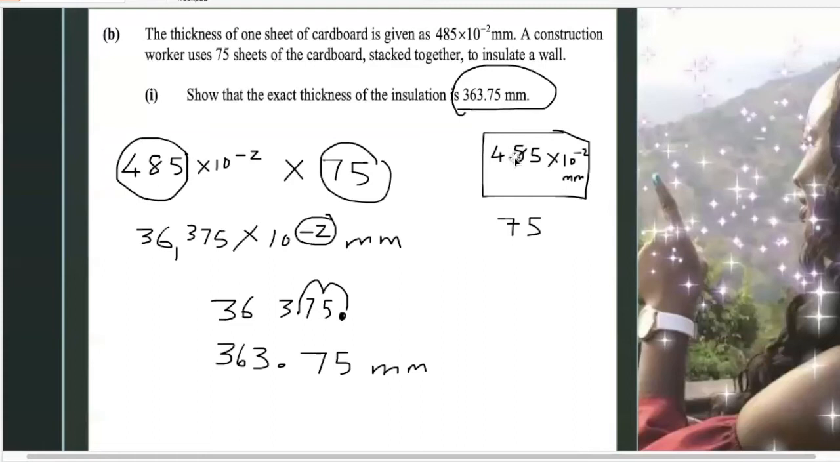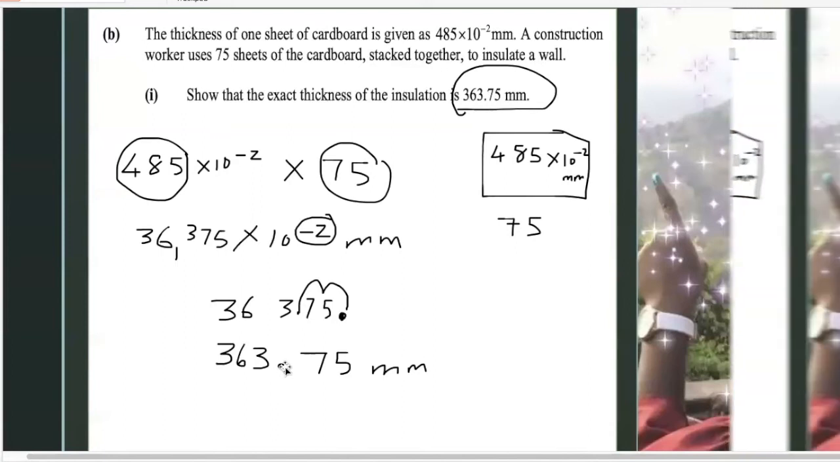So remember, they gave us the thickness for 1 and they want the thickness for if I have 75. So if we have 75 sheets, all we have to do is multiply 485 times 75. That will give me 36,375 times 10 to the minus 2. Now times 10 to the minus 2 means that I will move my decimal point because by right there's a decimal point here, but we don't write it if we don't have any number behind the decimal point. So we're going to move it 2 places to the left. So it becomes 363.75 millimeters. And that's it.